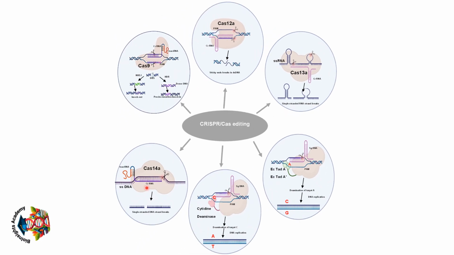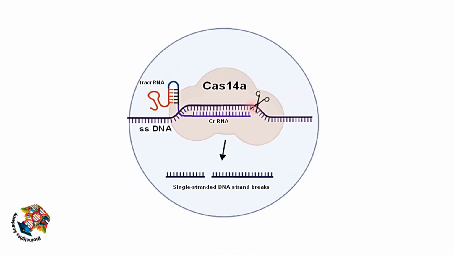Another member of the CRISPR-Cas family is Cas14a, which is distinct in its ability to target and cleave single-strand DNA without the need for a PAM. So Cas14a uses an sgRNA to direct it to the target ssDNA, and it consists of a spacer sequence approximately 20 nucleotides long and a scaffold sequence.